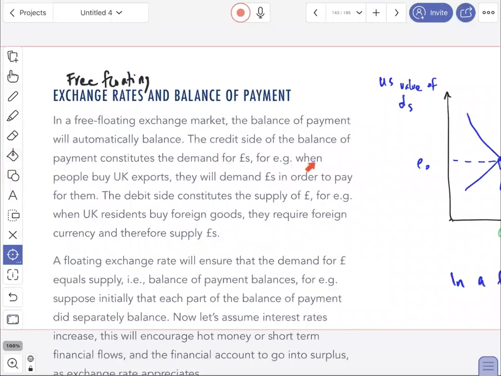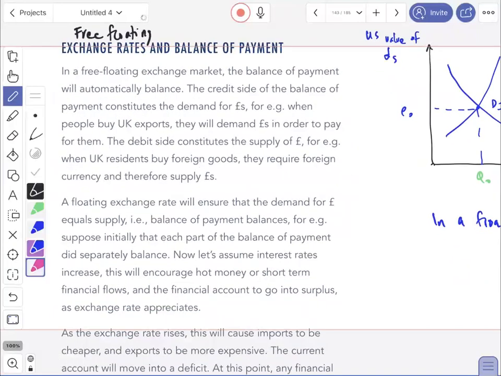For example, when people buy UK exports, they will demand pounds. The debit side constitutes the supply of pounds. For example, when UK residents buy foreign goods, they require foreign currency and therefore supply pounds. So in a floating exchange rate, the demand for pounds equals supply. Demand equals supply, and that means the balance of payment must balance.